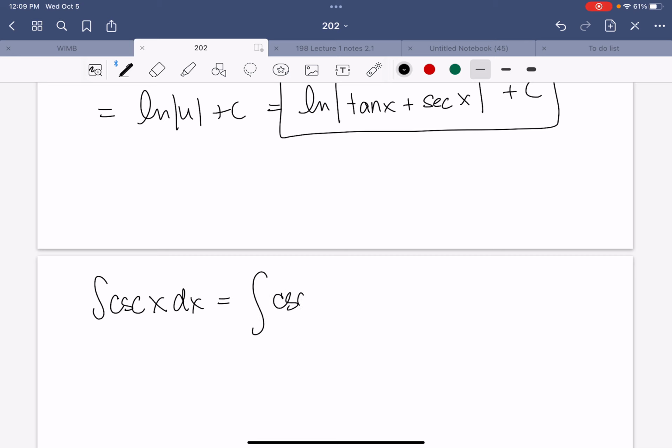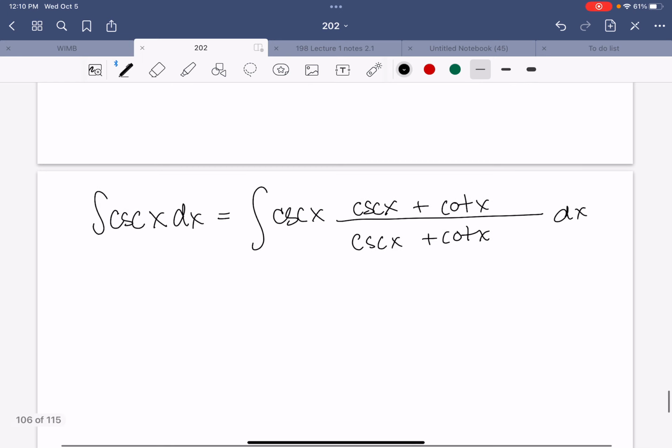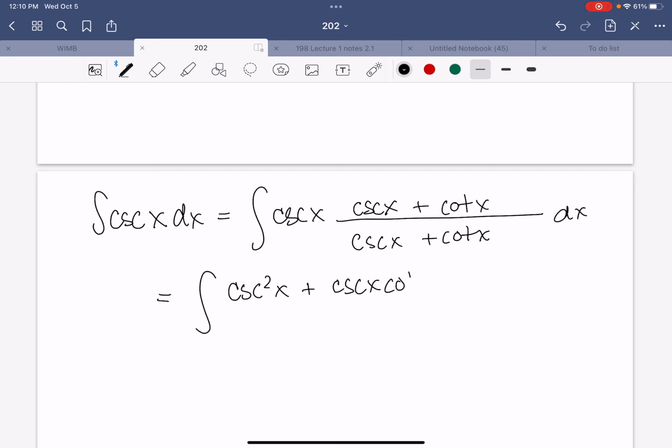So we're going to take cosecant x, and we're going to multiply it by the appropriate thing. And the appropriate thing is going to be cosecant x plus cotangent x. And that's going to give us the integral of cosecant squared plus cosecant x cotangent x. And I'm going to flip the order on the bottom again. So that's going to be cotangent x plus cosecant x dx.